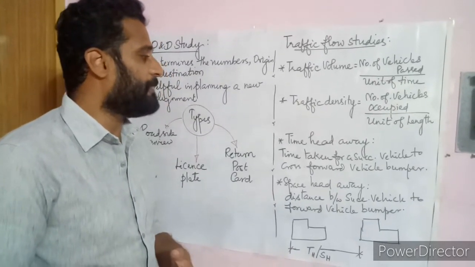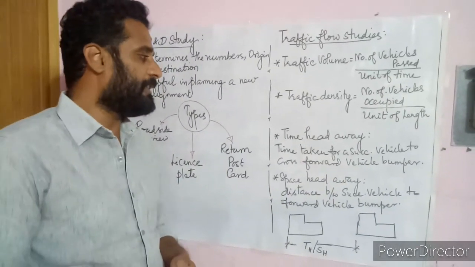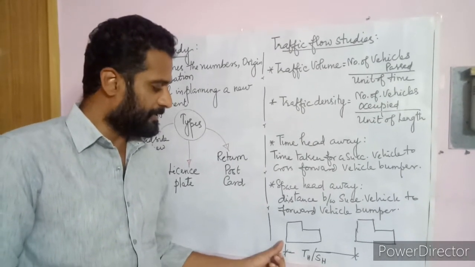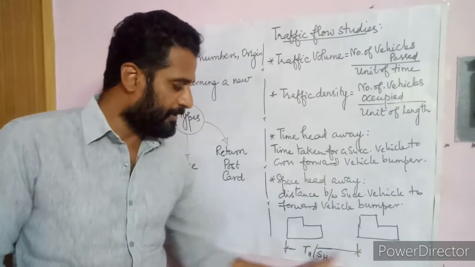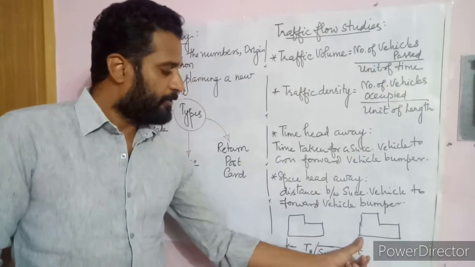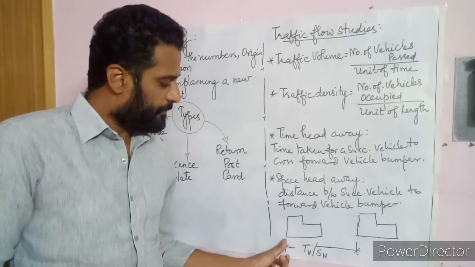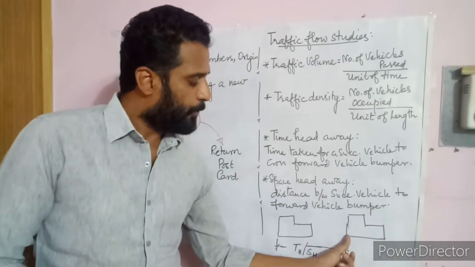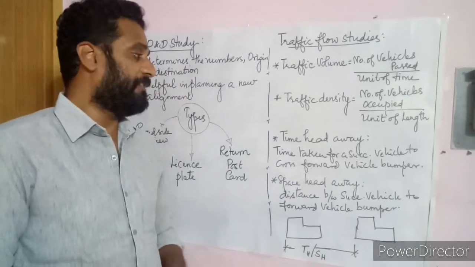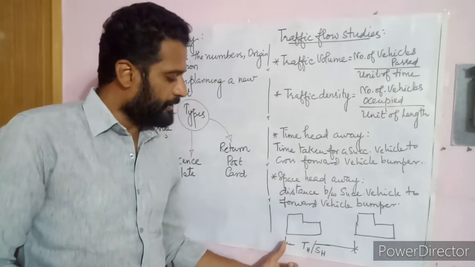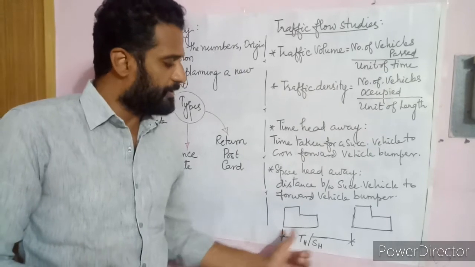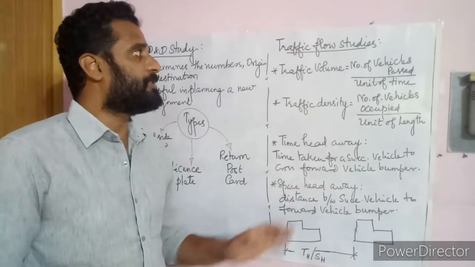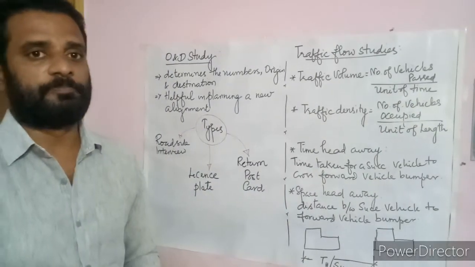So next the term is time headway. Time headway is the time taken for a successive vehicle to cross the forward vehicle's bumper. See, this is a successive vehicle and this is a forward vehicle, and this is a point. The time taken for the bumper of the successive vehicle to pass this point is called the time headway. If it is distance, the distance from here to here is called the space headway. So these are the basic terms in traffic flow studies.